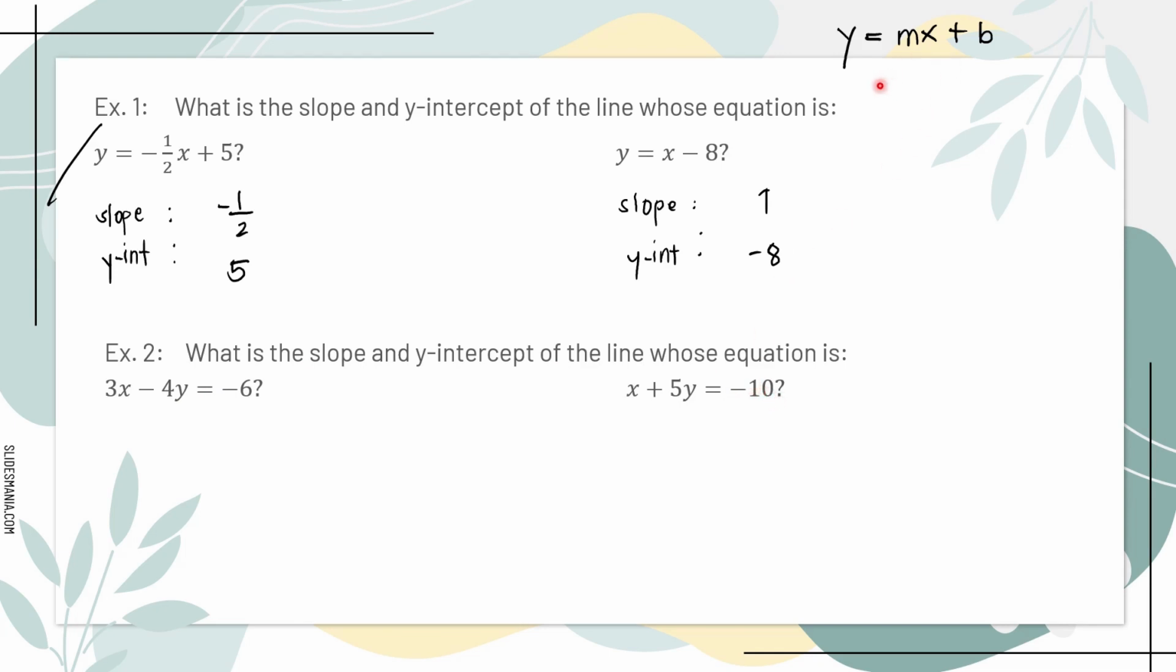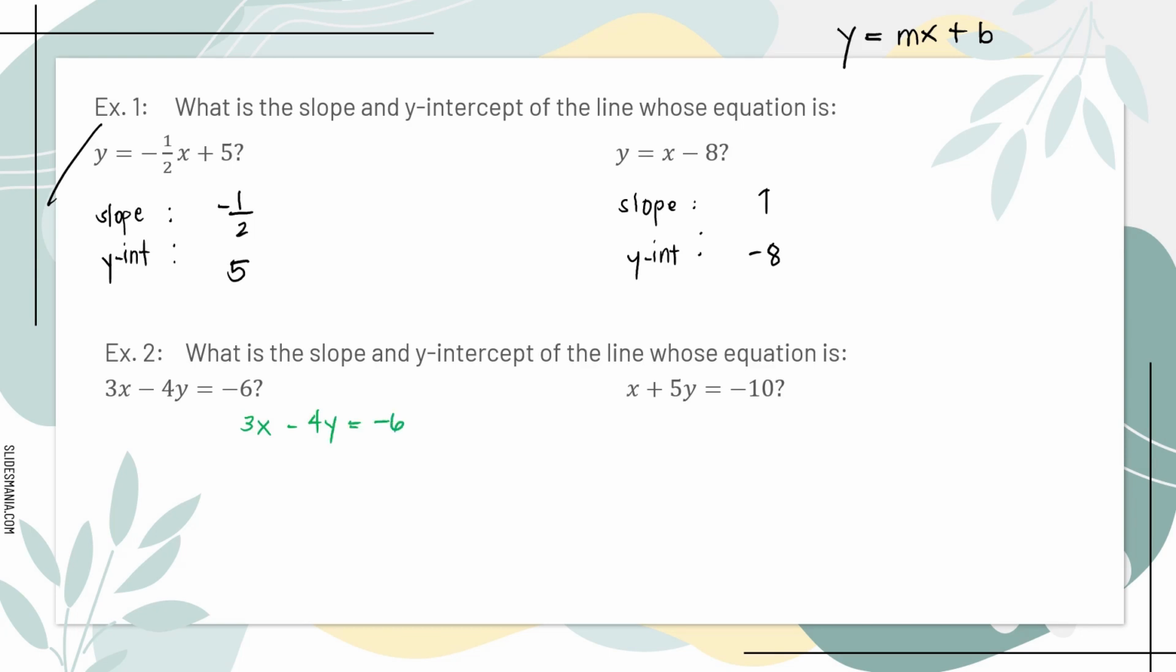Since it is not in this form, what we need to do is transform this equation into slope-intercept form. Okay, let me use the color green. So, 3x minus 4y is equal to negative 6.